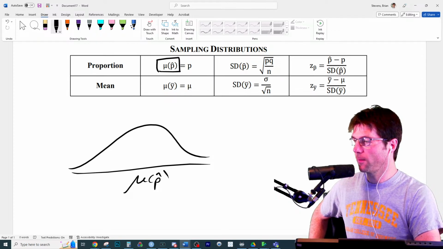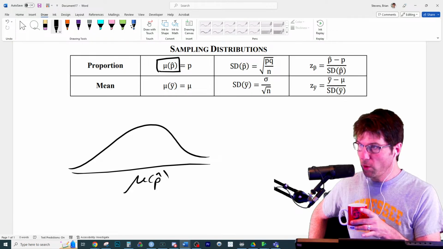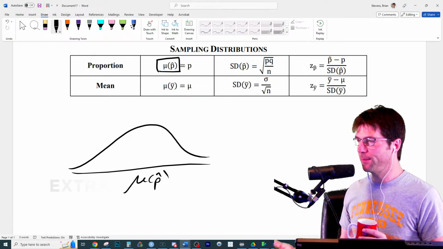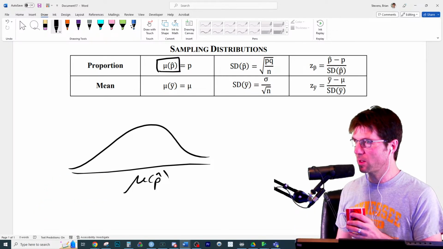That's what it looks like right there. What is that quantity? It is mu p hat, but what is mu p hat? That's a good answer, Sloan, right there. That's what it says. But what does that mean? What is that conceptually speaking? What is the point of it?